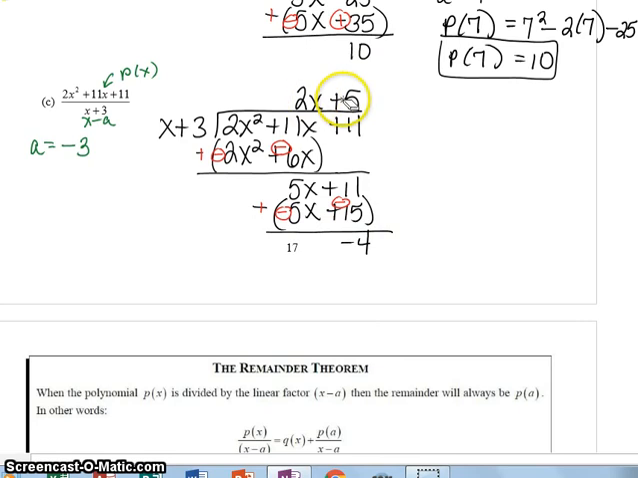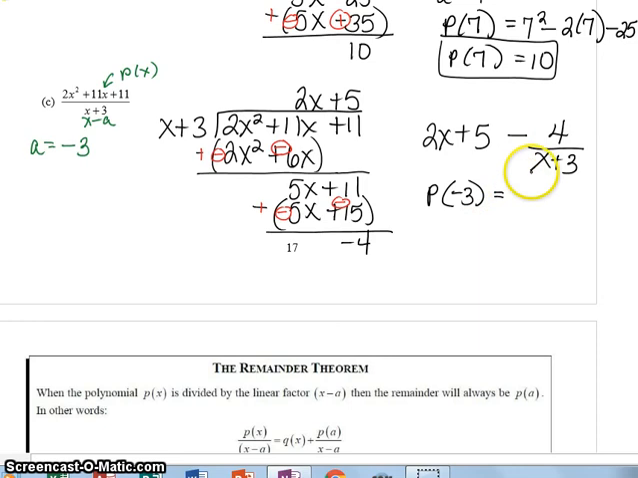So my quotient right up here is my 2x plus 5 minus, because it's a negative remainder, 4 out of x plus 3. When I evaluate p at negative 3, be careful here. Okay? You're plugging in a negative 3 into all of this numerator over here. So it becomes 2 times negative 3 squared plus 11 times a negative 3 plus 11. So p of negative 3 is negative 4.